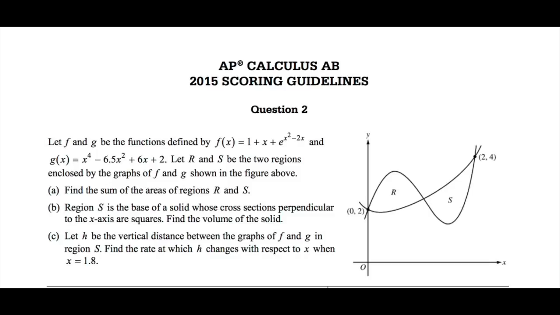Okay, so looking at the problem here, it says let f and g be the functions defined by f of x equals 1 plus x plus e to the x squared minus 2x, and g of x is equal to x to the 4 minus 6.5x squared plus 6x plus 2. And we have R and S as the two regions enclosed by the graphs of f and g. And we have part A, B, and C.